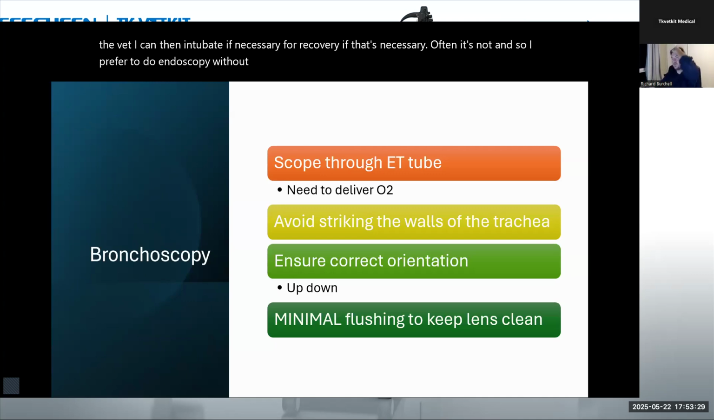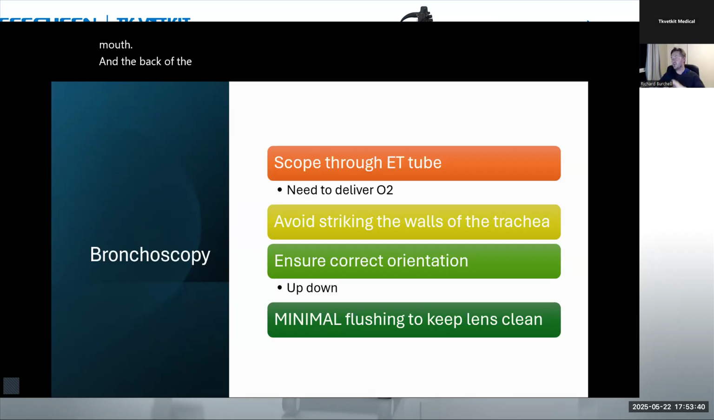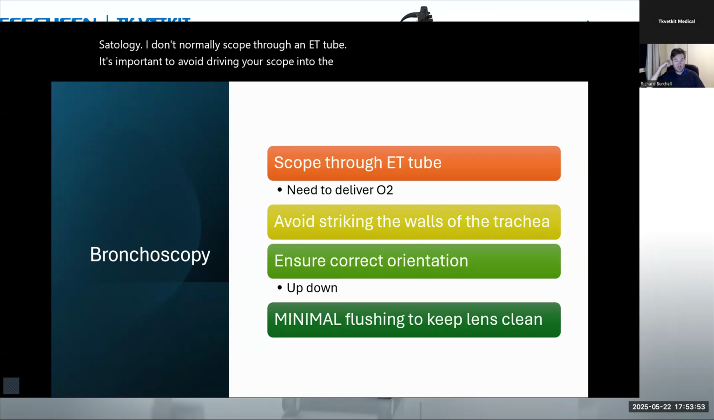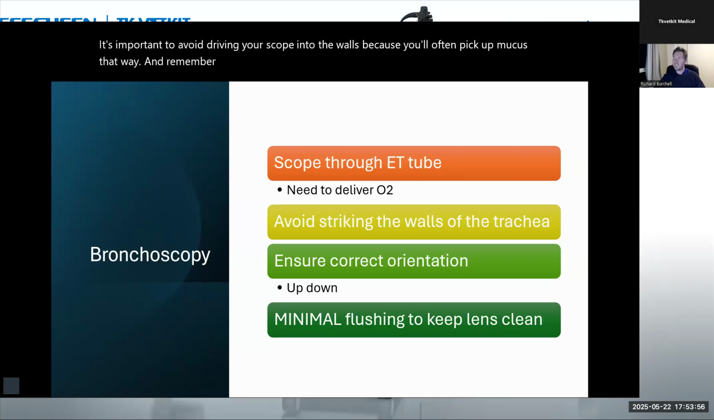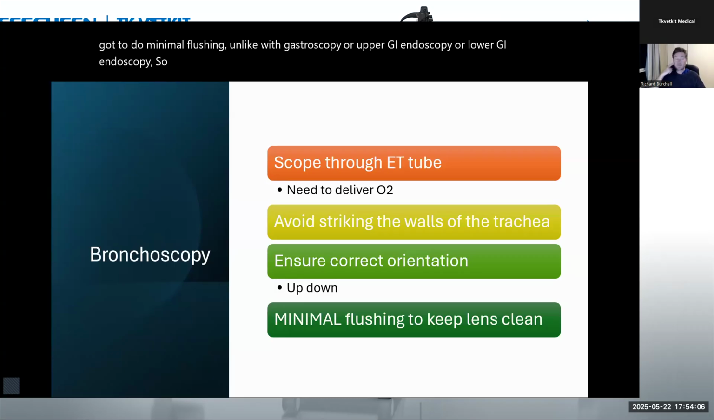The exception would be if I wanted to get a sterile sample. If I place a sterile ET tube and want to pass the scope in without touching the mouth and the back of the throat, then I can go through the ET tube. But if I'm just evaluating the anatomy and I just want cytology, I don't normally scope through an ET tube. It's important to avoid driving your scope into the walls because you'll often pick up mucus that way. And remember, you can't really flush to keep your lens clean. If you do flush, you've got to do minimal flushing, unlike with gastroscopy or upper or lower GI endoscopy. So you want to keep that lens completely clean.